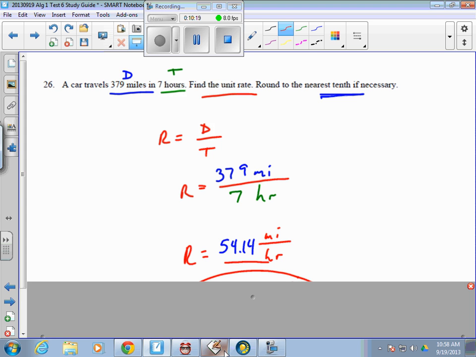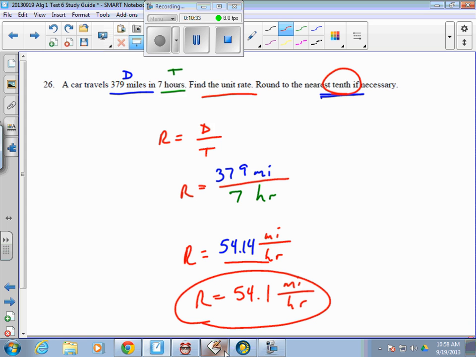And there's some other numbers that follow behind that, miles per hour. But it says to round to the nearest tenth. So that's the number that's right after the decimal, that 1. You look to the number behind that, the 4. If it was 5 or larger, you would round 1 up to 2, but it's not, so it stays as 54.1 miles per hour.